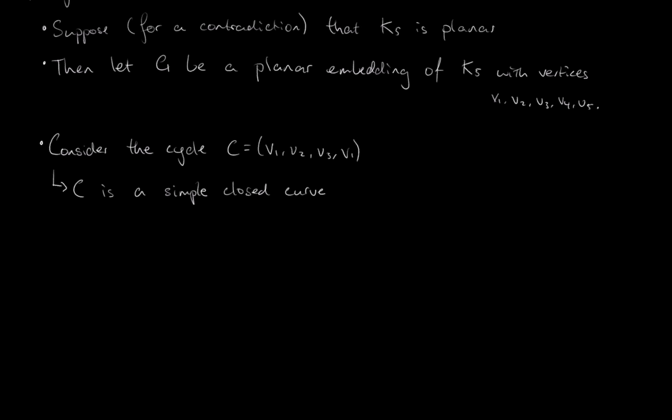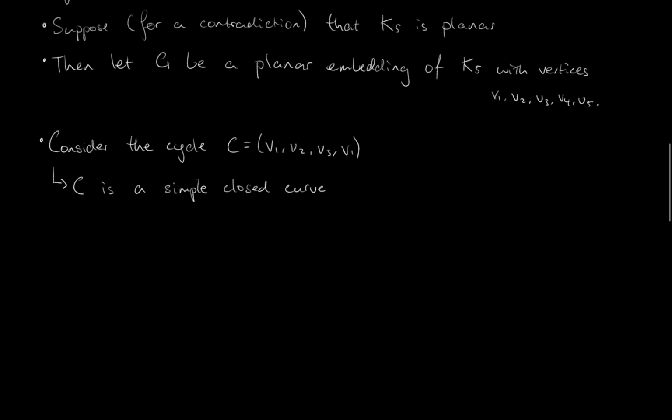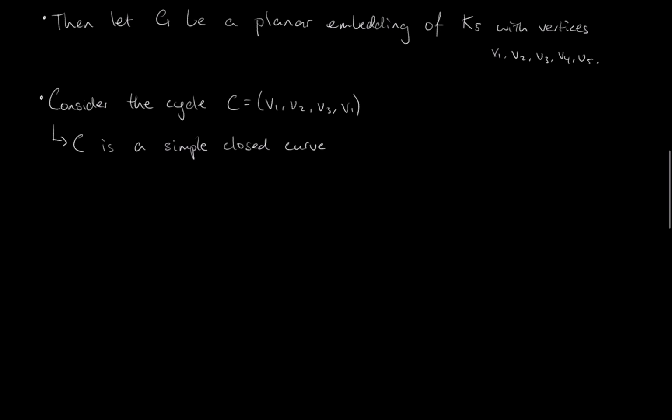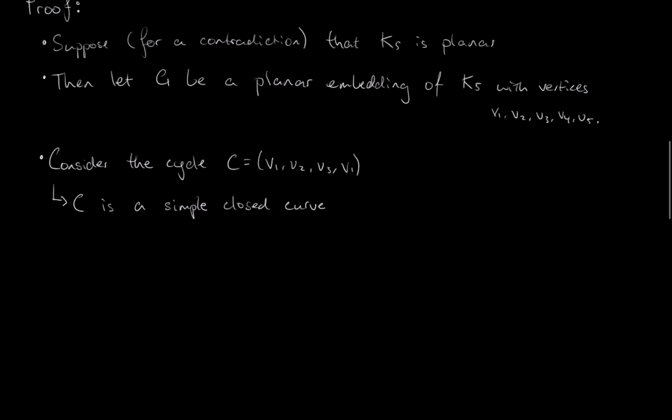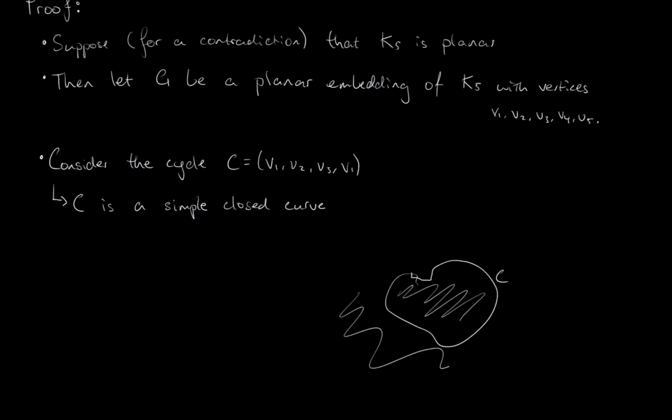And I guess in a sense we'll have to use this statement of the definition. So we have a simple closed curve. What does that mean? What does that imply? Let's draw something out. That's C. You have an interior and an exterior. So that's what you have.